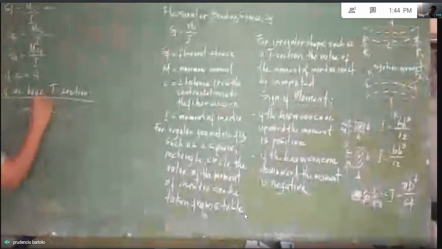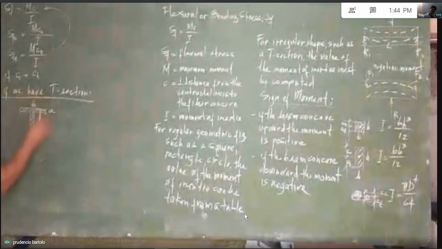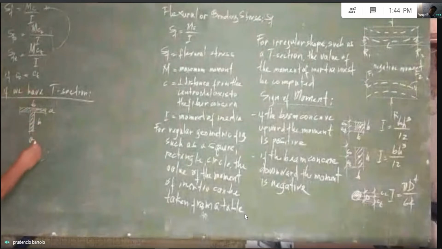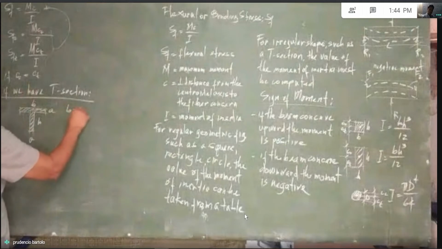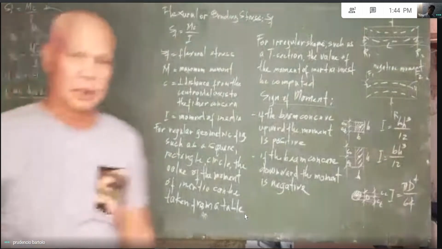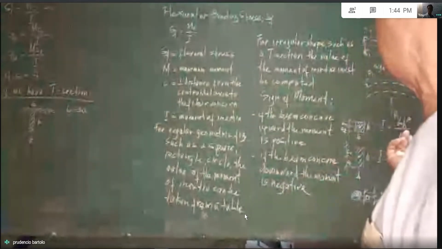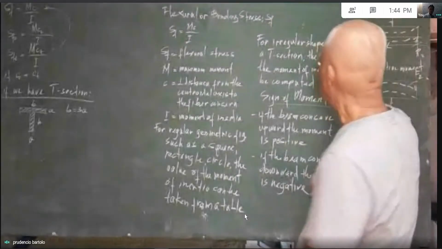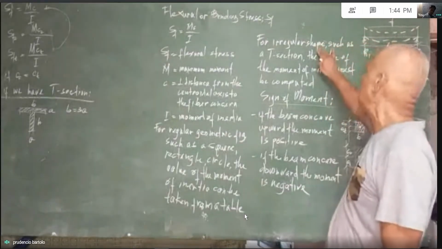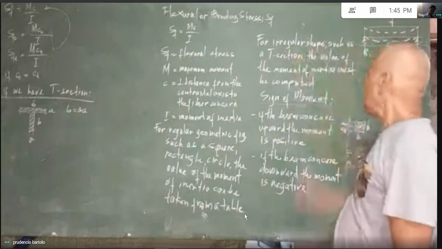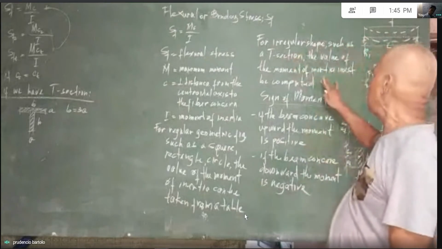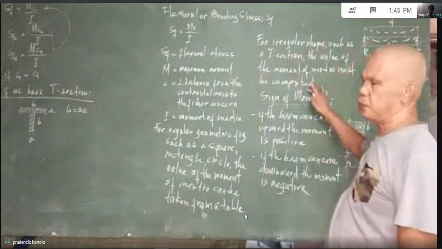Say we have this dimension here as A, and this is B, this is also B, and this is A. If we have a condition that B is equal to 3A, as we stated a while ago, for an irregular shape or irregular cross section, such as a T section, the value of the moment of inertia must be computed.